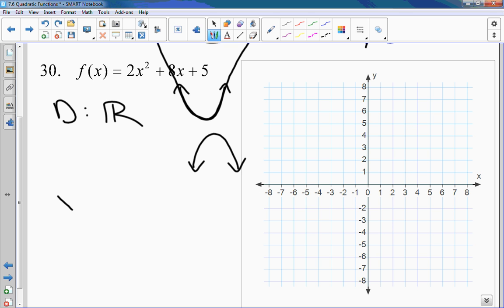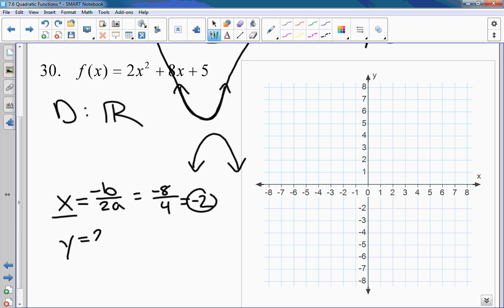We have to use the axis of symmetry equation, the opposite of b over 2a. So it's the opposite of b over 2a. In this problem, it's negative 8 over 4, which is negative 2. Now I need to plug this negative 2, since that's the x value, in. I have to find the y value.